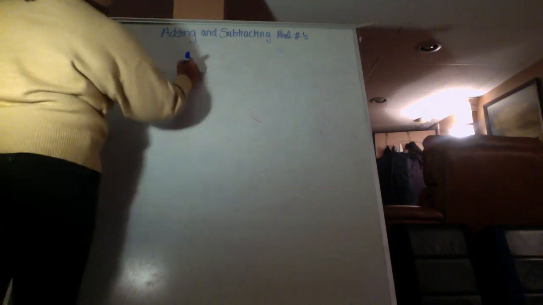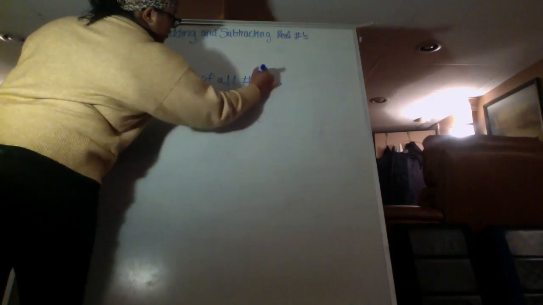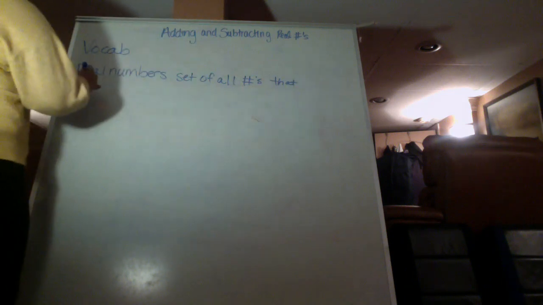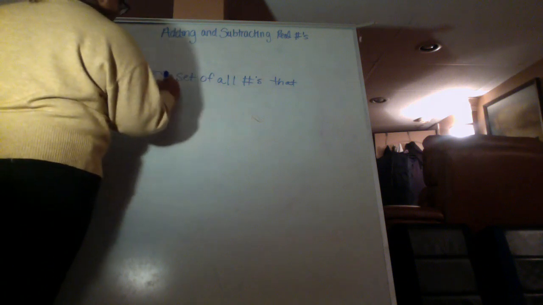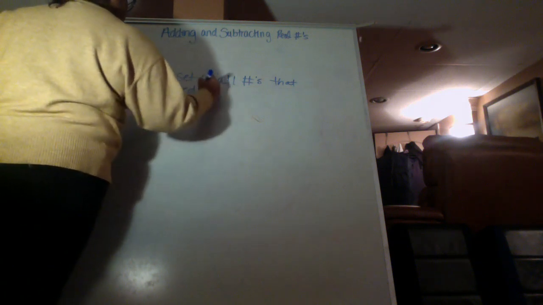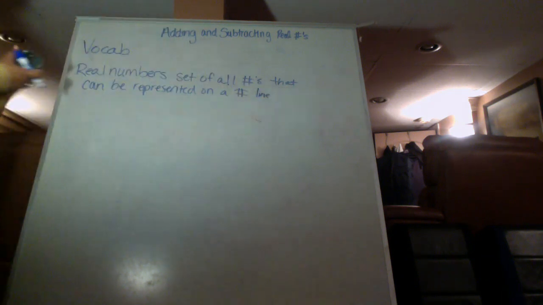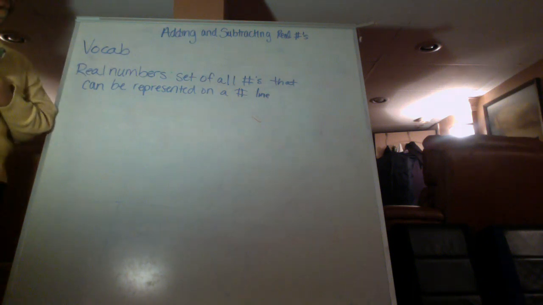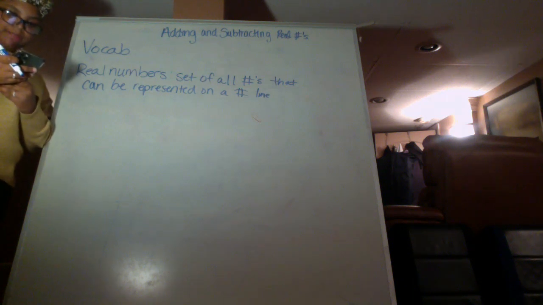So by textbook, it is the set of all numbers that can be represented on a number line. Okay, so basically any number that's on a number line, cool. That's a real number.